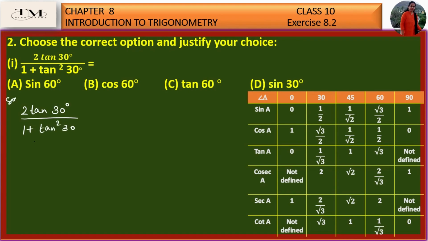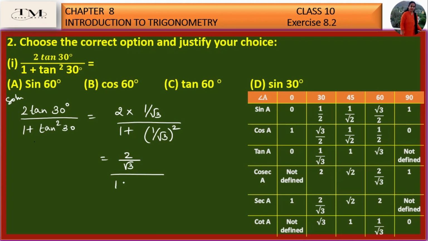So let us start the solution. What is tan 30? Tan is here and 30 degrees here. So go straight to tan and come down to 30 degrees. It is 1 by root 3. So 2 tan 30 divided by 1 plus tan square 30 becomes 2 times 1 by root 3, that is 2 by root 3, divided by 1 plus 1 by root 3 whole square.